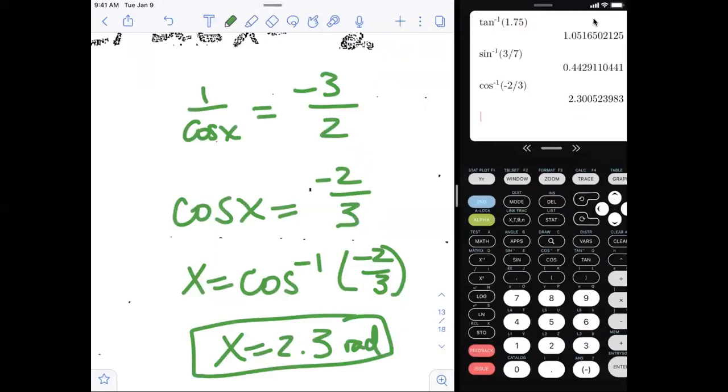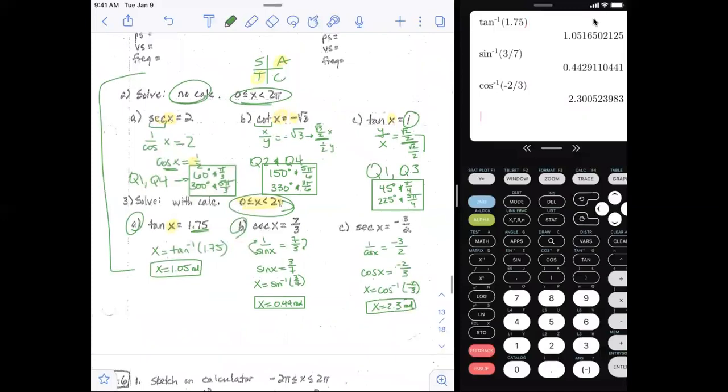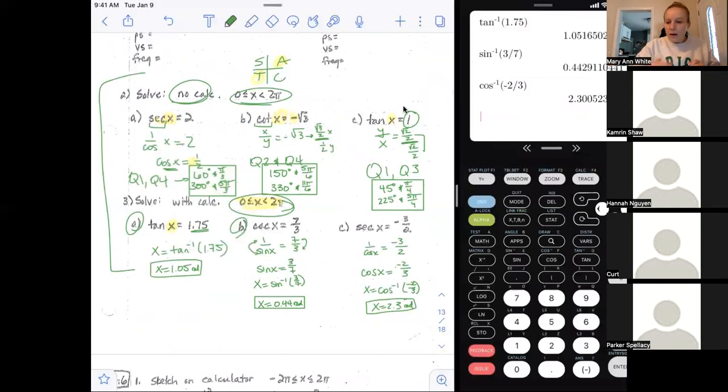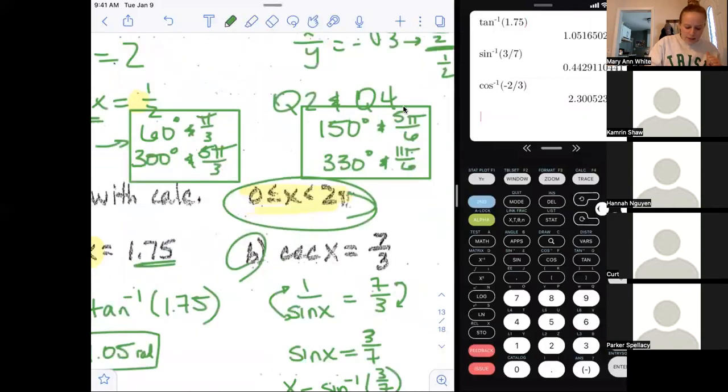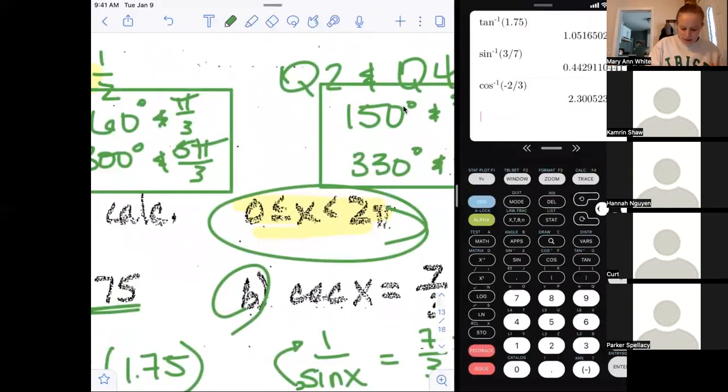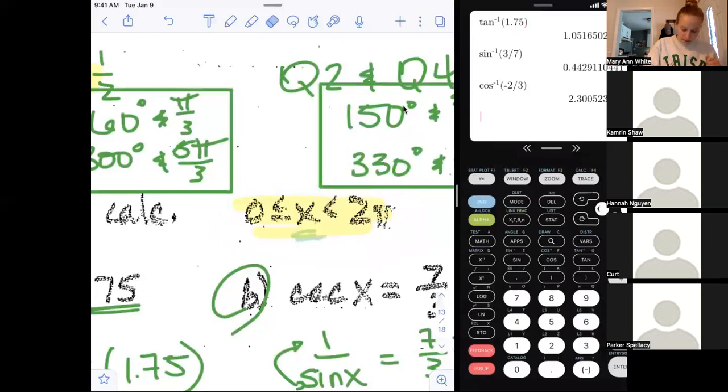Whew, okay. We did a lot today. Anybody who's with me have any questions? Okay. How did you know to put your calculator into radians? Awesome question, Cam. You see right here where it says 0 is less than or equal to X, which is less than or equal to 2 pi. Yeah. 2 pi is in radians. So that tells me my answer, my X, needs to also be in radians. Okay. Awesome question. Anybody else?